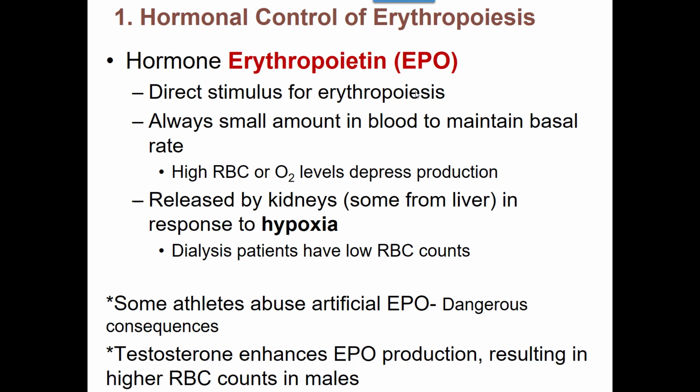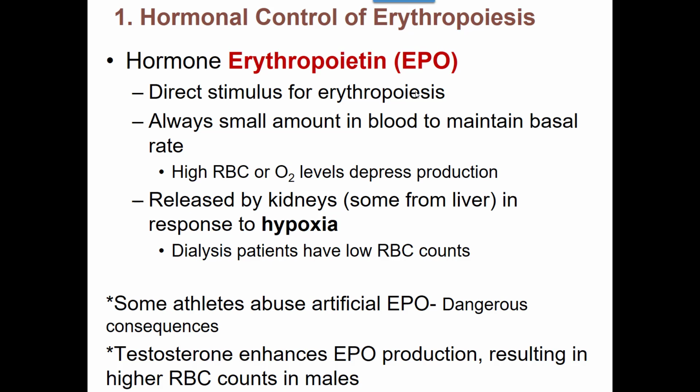It can become deadly. Now, testosterone enhances how much erythropoietin is produced. This is why there are higher red blood cell counts in males than females. Percentage-wise, males have a 47% red blood cell count by blood volume, and females have 42%. That's because testosterone triggers the hormone to make more red blood cells.